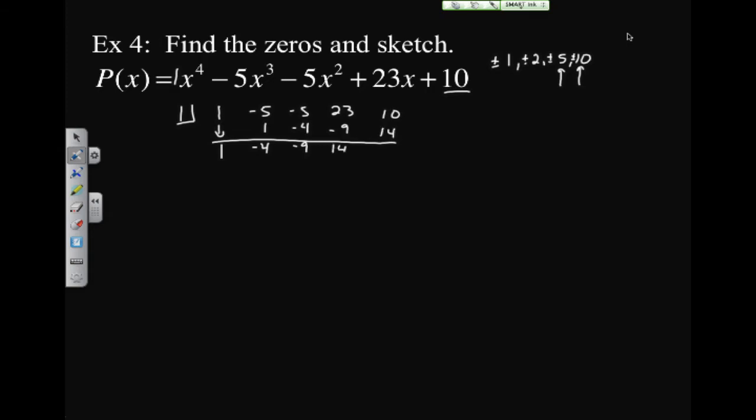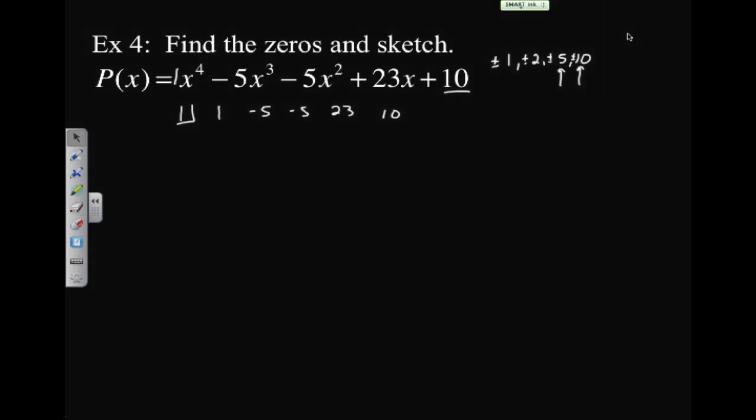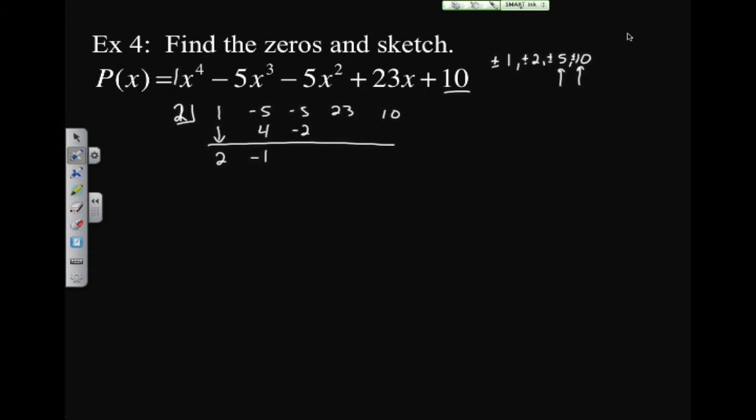And 1 does not work. So let's get rid of that. And let's try maybe a 2. So again, we bring this down. 2, that'll be a 4. -1 gives you -2 and -7. That will give us -14, which is a 9, and that'll be 18. So that doesn't work either.